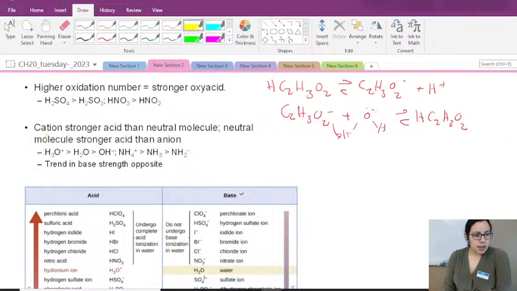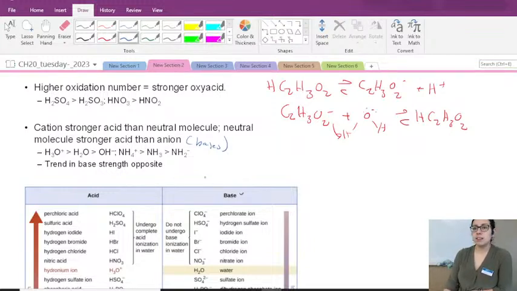And then we also have our cation is a stronger acid than our neutral molecule. And this will become relevant when we talk about salts. But basically only cations can be acids, but of course not all cations are acids. And then neutral molecules are stronger acids than anions. And anions tend to be bases. So anions are bases, hence why a neutral molecule would be a stronger acid than an anion.